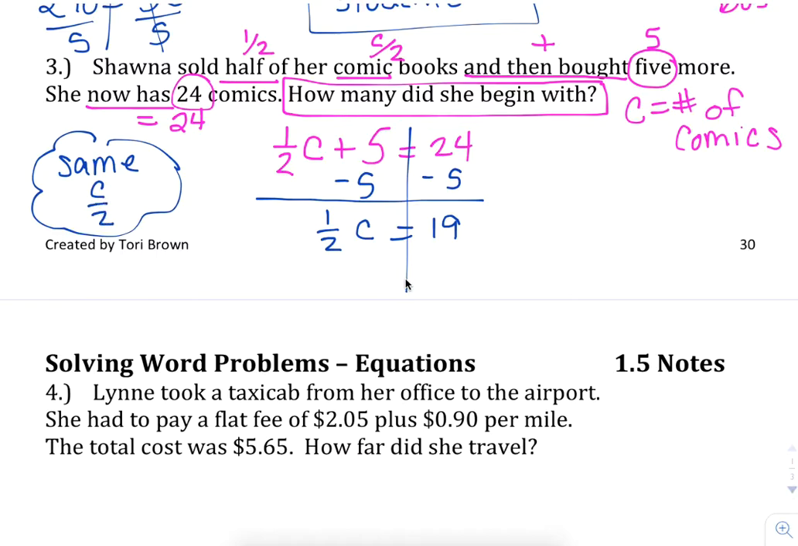C cut in half. What's the opposite of cutting something in half? Hopefully you're saying doubling it or multiplying it by 2. All right, so we're going to multiply by 2 on both sides instead of dividing it in half. Okay. 2 halves makes 1 whole, so we have 1 whole C. 19 times 2 is going to give us 38. So how many comics did she begin with? She began with 38 comics.